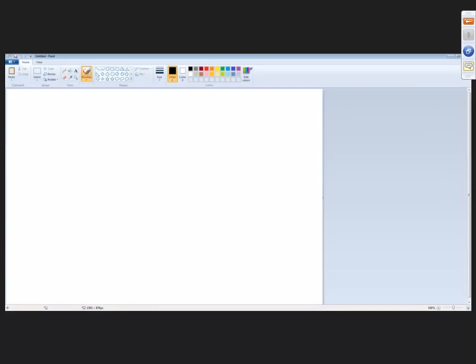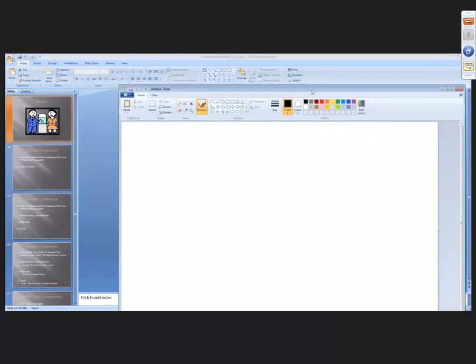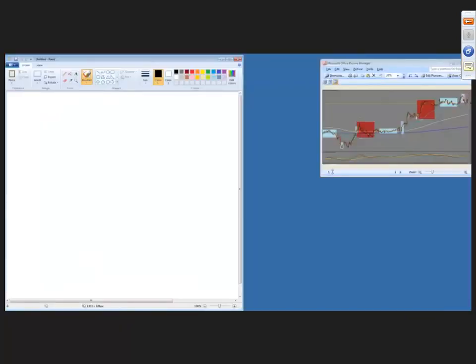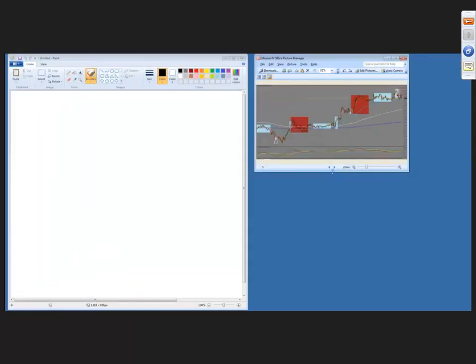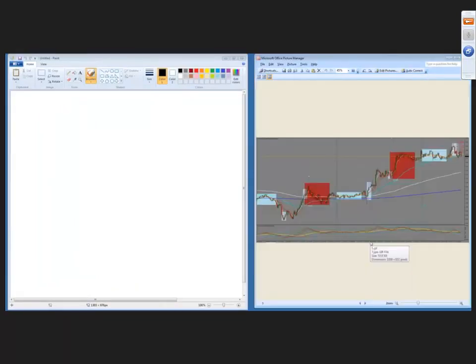Let me get out of this drawing mode. I'm not going to spend a lot of time on it because I don't want you to go crazy trying to figure it out. It's not necessary. Okay, can you see that? I have a chart next to a white screen.